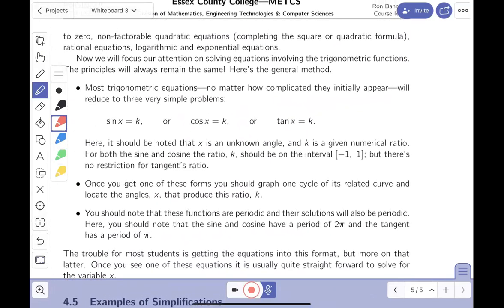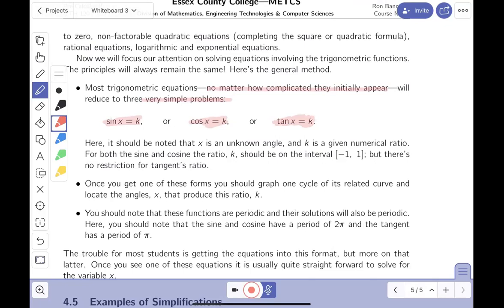So the 3 cases you're going to see in this classroom, no matter how bad these equations look, they're going to boil down to this. The sine of an angle equals some number, the cosine of an angle equals some number, or the tangent of some angle equals a number. So let me point this out. No matter how complicated they look initially, they boil down to these 3 very simple problems. Then it comes, how do you solve those problems? That's what we're going to go through when we do examples.